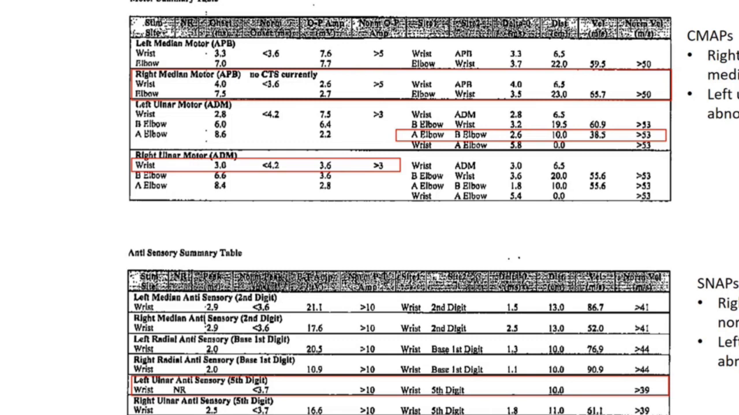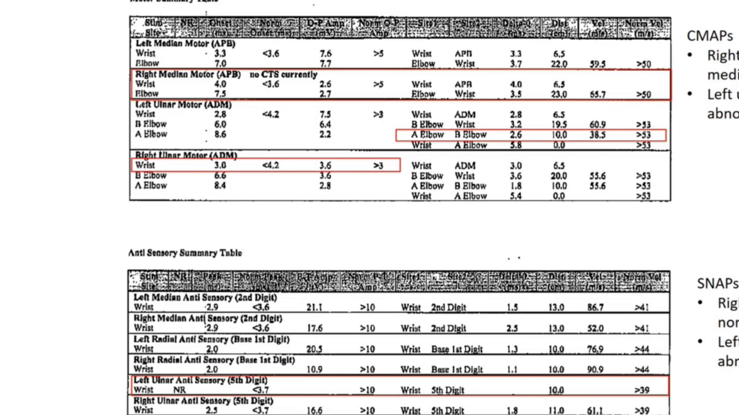The right side, amplitude is decreased, which may indicate axonal loss, but the velocity is normal. So left ulnar nerve, the amplitude is normal, but there is a decrease in the velocity when they measure across the elbow. So if they measure from below the elbow to the wrist, it's fine. But when they measure above the elbow to below the elbow, then they see it decreases. So conduction velocity decreases. That might point to a demyelinating lesion at the elbow.